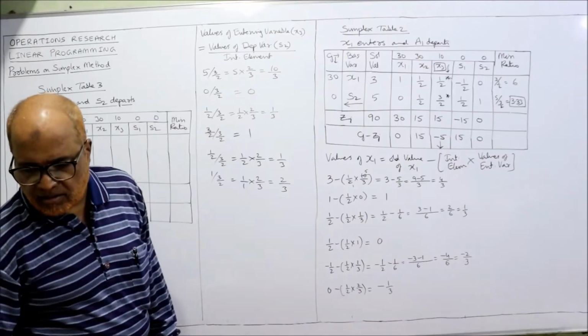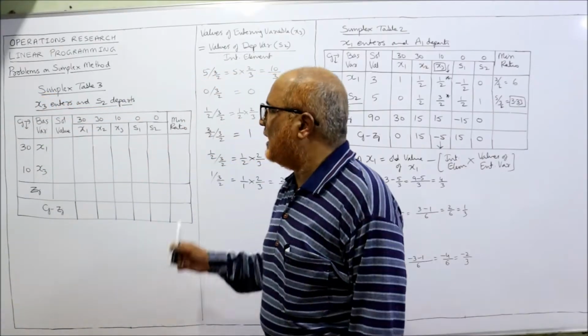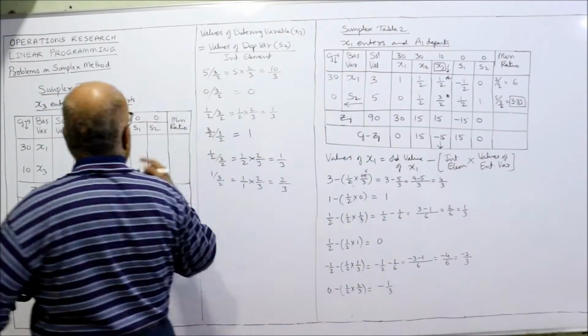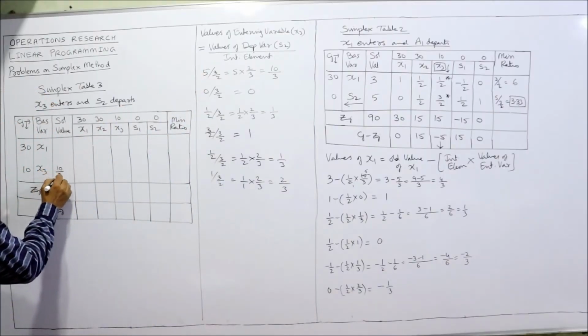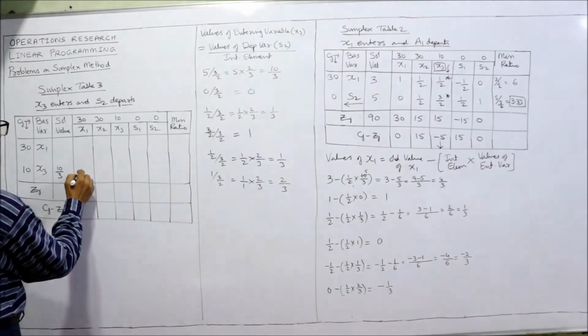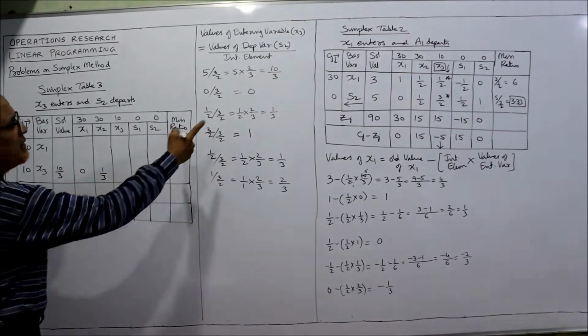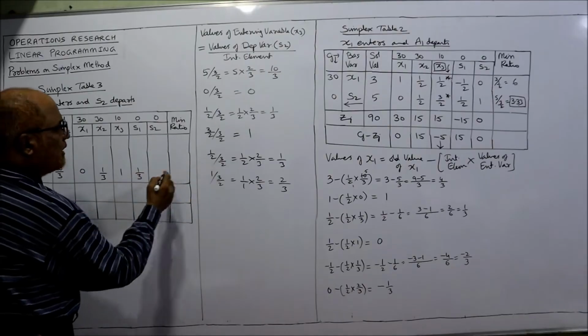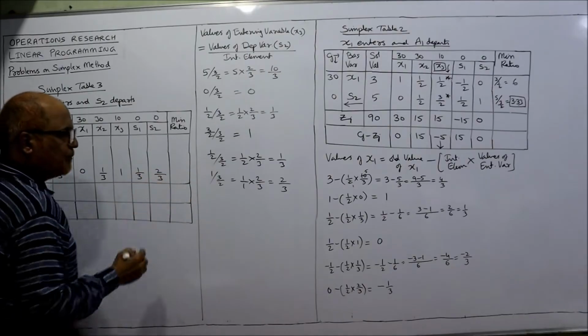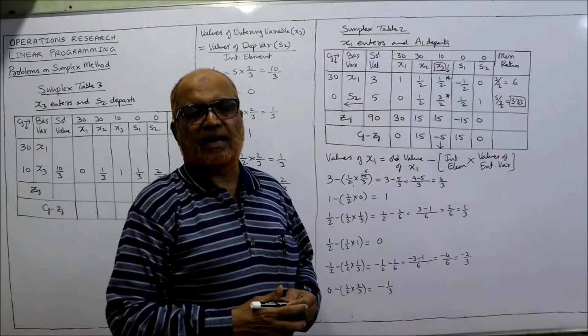So we got the values of the entering variable X3. The X3 values are 10/3, second one 0, then 1/3, then 1, then 1/3, and the last one 2/3. So we got the values of the entering variable.